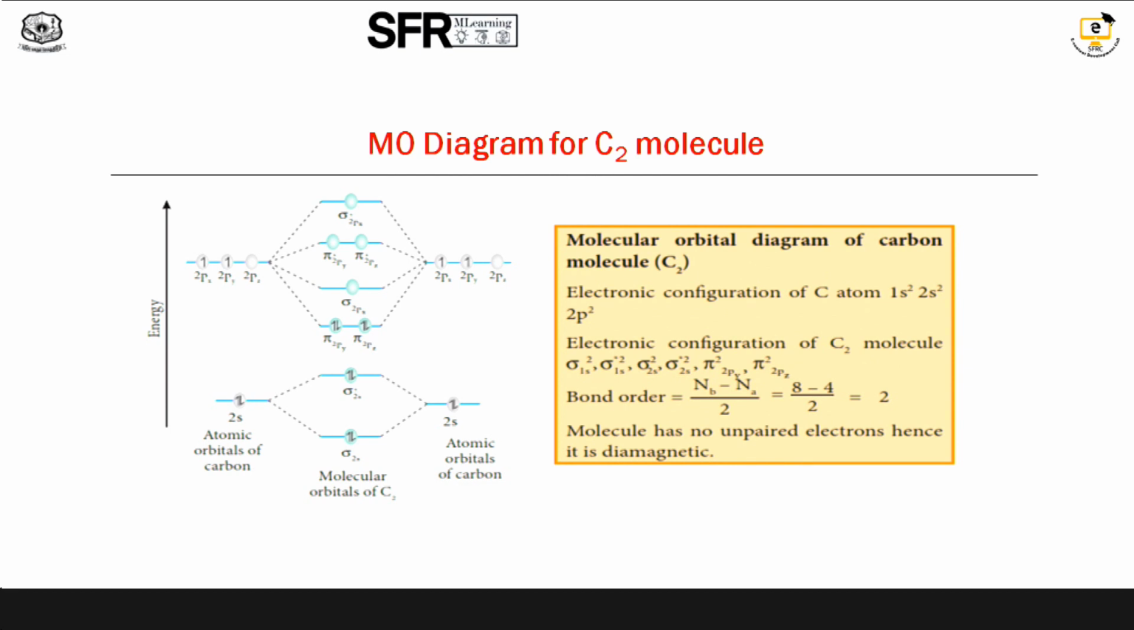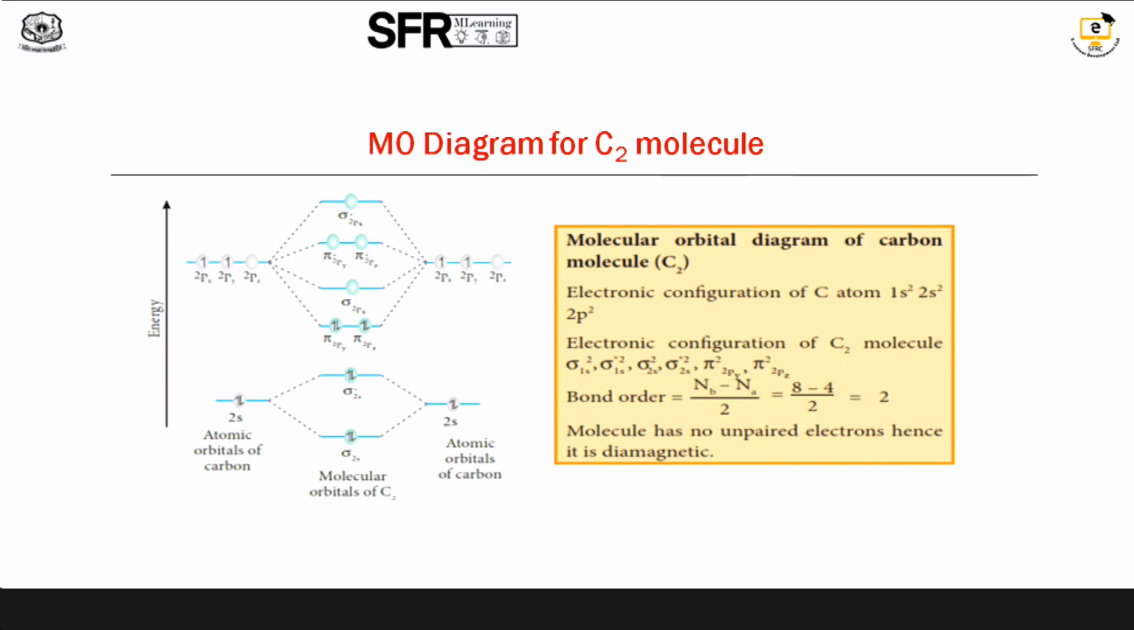The first bonding molecular orbitals are pi 2px and pi 2py, and the next higher energy bonding molecular orbital is sigma 2pz. Then the next higher energy anti-bonding molecular orbitals are pi star 2px and pi star 2py, and the next higher energy anti-bonding molecular orbital is sigma star 2pz.